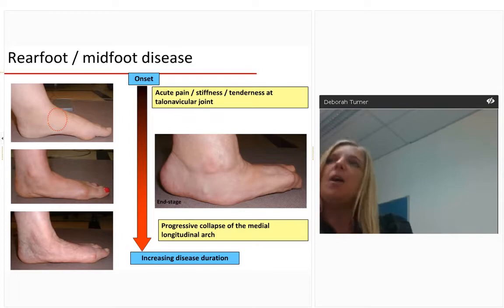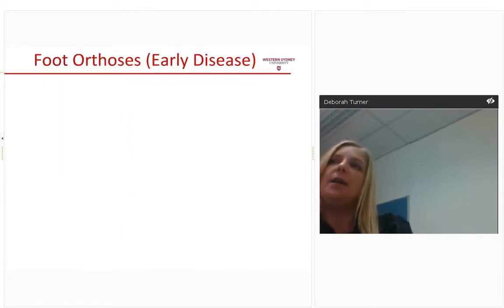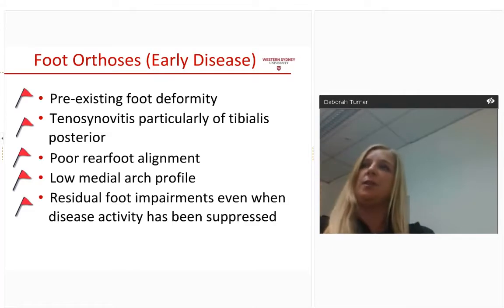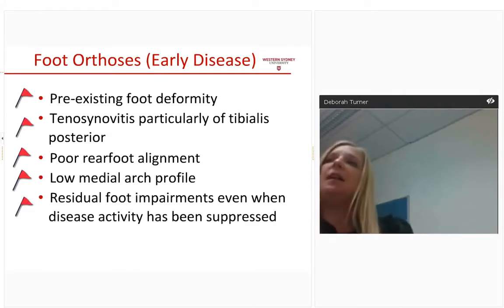So in terms of making a decision on when to refer patients with inflammatory joint disease, clinical red flags really would be around pre-existing foot deformities, particularly tenosynovitis of tibialis posterior. But if you're seeing poor alignment of the rear foot and particularly lowering of the medial arch profile, we also need to consider if we're looking at the context of residual foot problems when we have optimized pharmacological management.